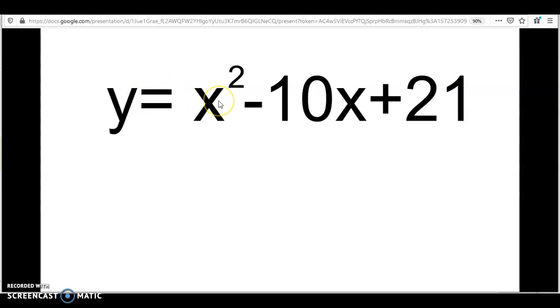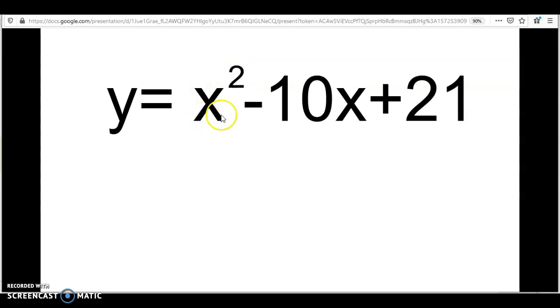So if x is 1, 1 squared is 1, minus 10x, and 10 times 1 is minus 10, plus 21. So I get 1 minus 10 gives me negative 9, plus 21 gives me positive 12. More importantly, I want to know where it crosses the x and y axis.